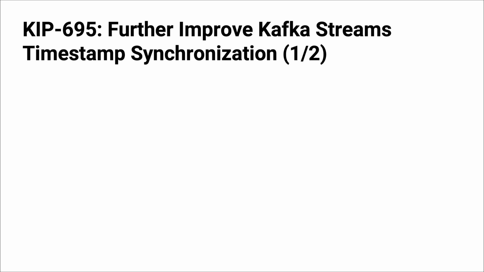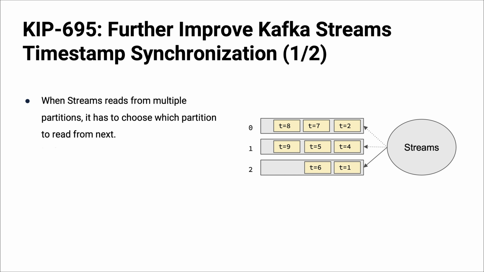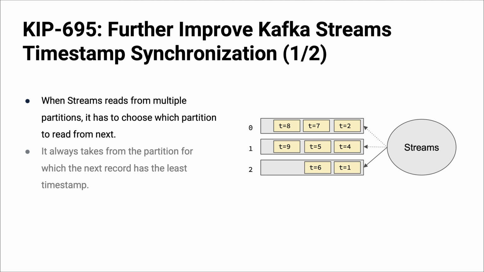Now, on to Kafka Streams and KIP 695, further improved timestamp synchronization. Let's look at this one. Now, when Streams is reading from multiple partitions, which is a completely realistic scenario, there could be multiple partitions that an individual stream processing instance could be responsible for, it has to choose which partition to read from next when it's getting a new message, right? That makes enough sense. Well, it always takes from the partition for which the next record has the least timestamp. It's trying to find the oldest message because, in a sense, there's the most urgency to get that processed, right? So it's looking for that lowest timestamp message from the available partitions.